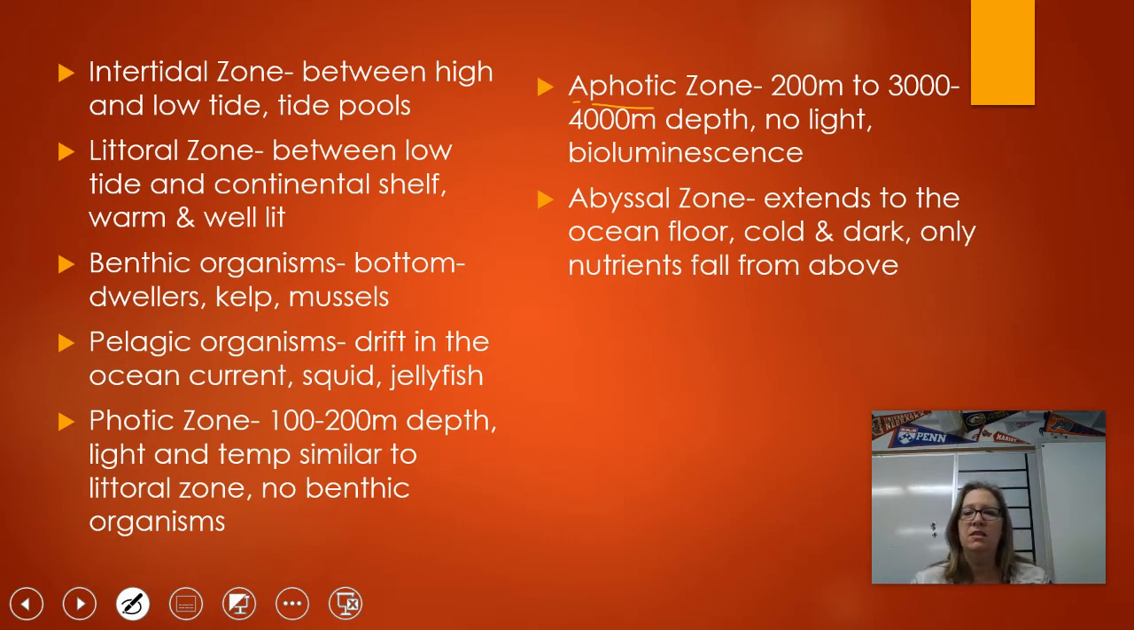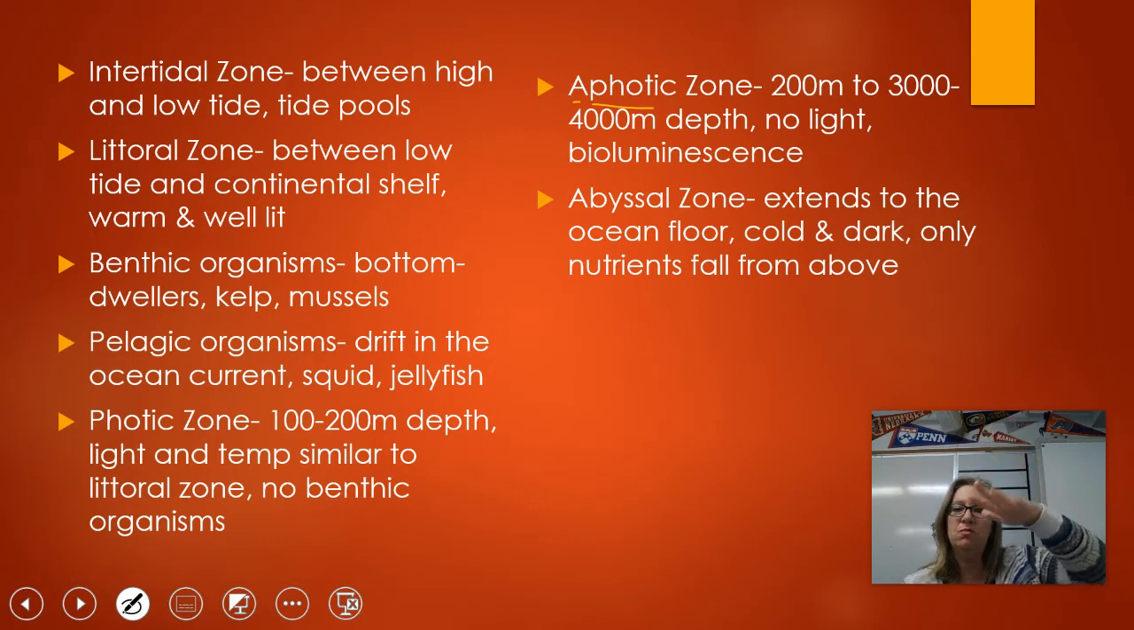Beyond that, we get the abyssal zone, and that goes all the way below the aphotic zone, all the way to the ocean floor. Still no light, incredibly cold, lots of pressure because of all the weight of the water above them. And there's this thing known as, what is it called? Marine snow. So basically, because nothing grows down there, there are no plants that grow down there.